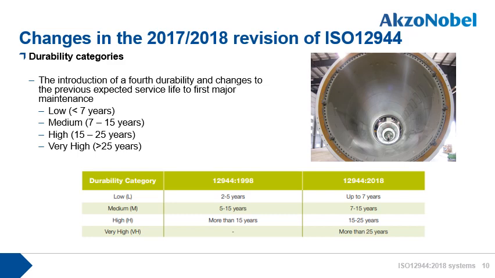So as you can see, low durability now takes you up to 7 years, medium durability from 7 to 15 years, high durability from 15 to 25 years, and we've got the very high durability category for design life over 25 years.